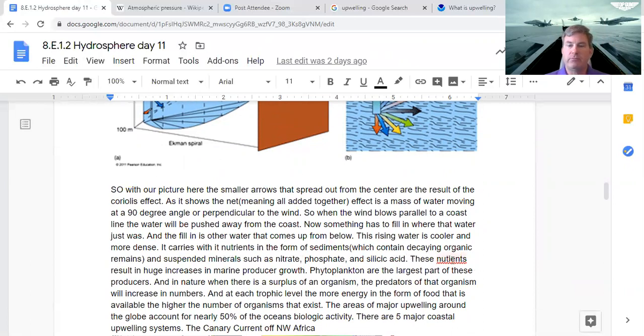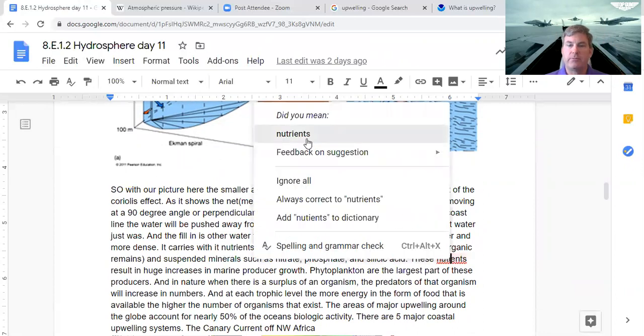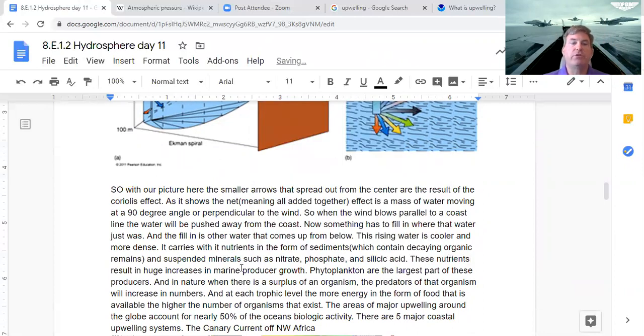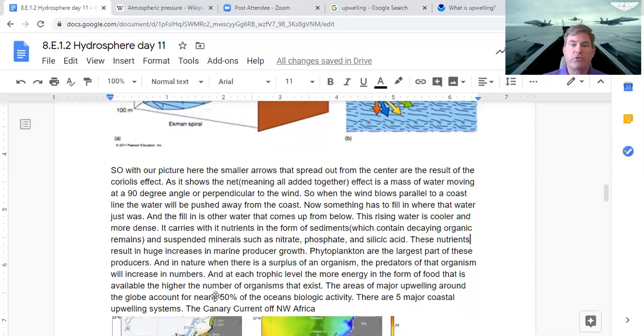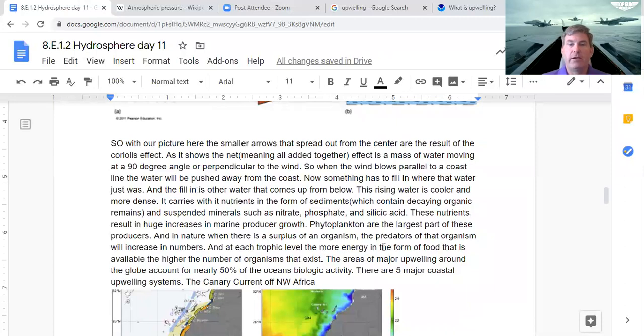These nutrients result in huge increases in marine producer growth. Producers are what? They get their energy from the sun. Phytoplankton are the largest part of these producers. In nature, when there is a surplus of an organism, guess what? The things that eat that organism end up having their numbers increase as well. So the predators of the organism increase in numbers. At each trophic level, the more energy in the form of food is available, the higher the number of the organisms that exist.